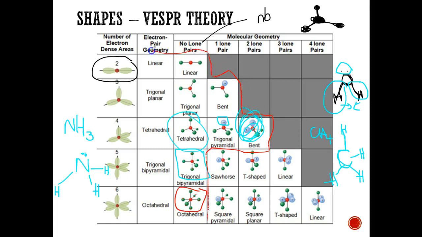Alright? So do concentrate on those ones. Don't worry, but you do need to know the names. So this is trigonal planar, that's tetrahedral, that's trigonal bipyramidal, that's bent, that's also bent, that's trigonal bipyramidal, and that's octahedral. It's linear. Okay?